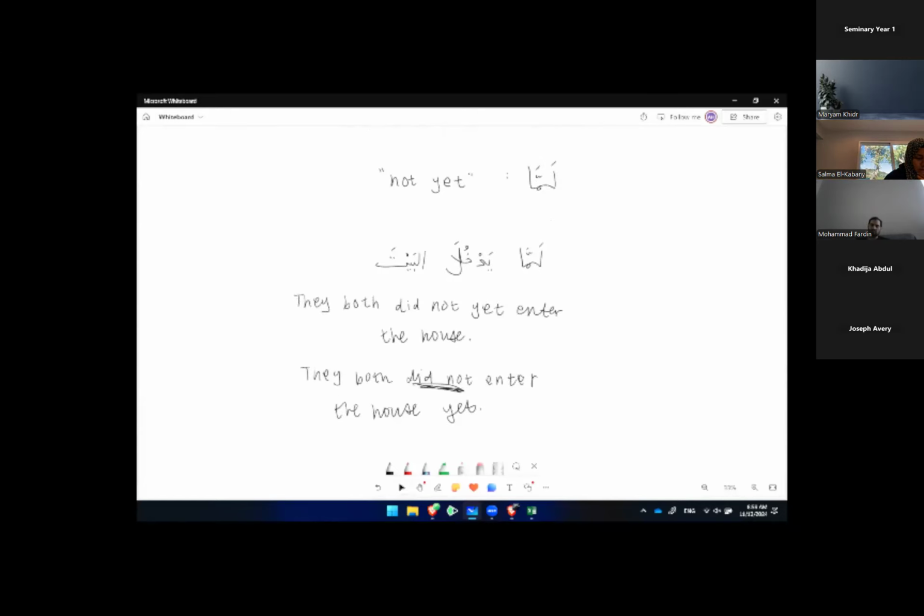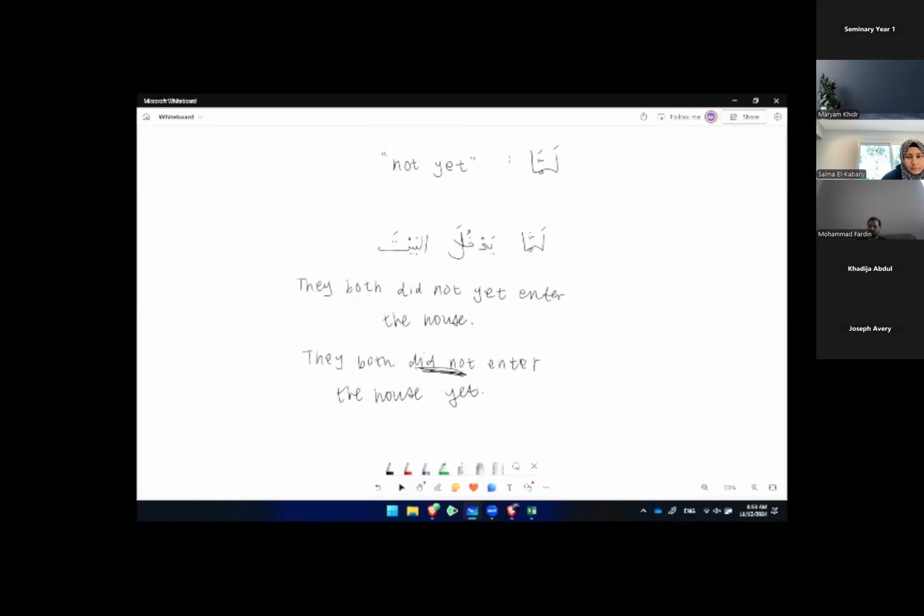No. So you might be thinking there are different types of lamma. Lamma can mean when, but that's not the lamma we're talking about here. The lamma that is a harful jazm, which makes the following mudari' word majzum, will very specifically mean a past negation with an implied future occurrence. So it cannot simply mean when in this context, because when doesn't have a negation piece. When they enter the house doesn't have any of the same meaning as they both did not yet enter the house. Does that make sense? Yeah. So when lamma is being used as a harful jazm, it has to mean not yet.